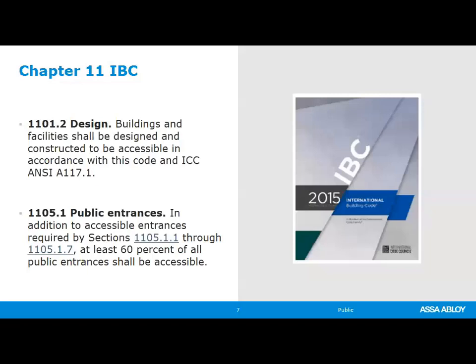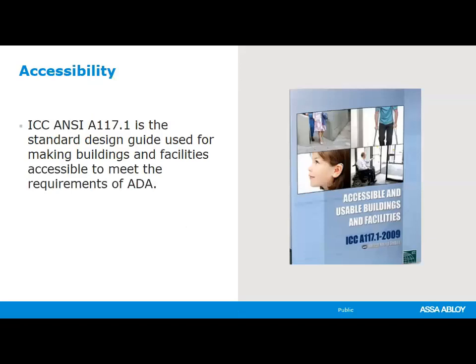I mentioned before that the International Building Code, which has been adopted by every one of the 50 states, in Chapter 11 gets into the where and how many spaces along an accessible route are required, based on many, many factors. And they reference ANSI A117.1 as the standard for making those spaces accessible. This is the standard design guide that's used for making buildings and facilities accessible to meet the requirements of ADA.